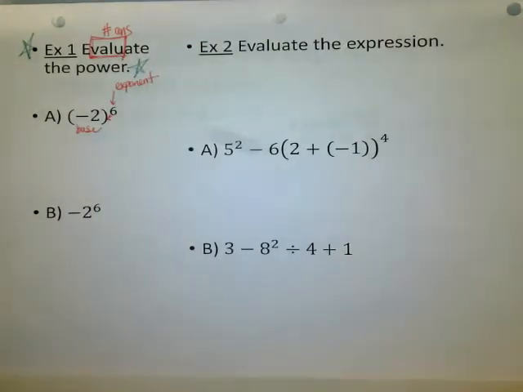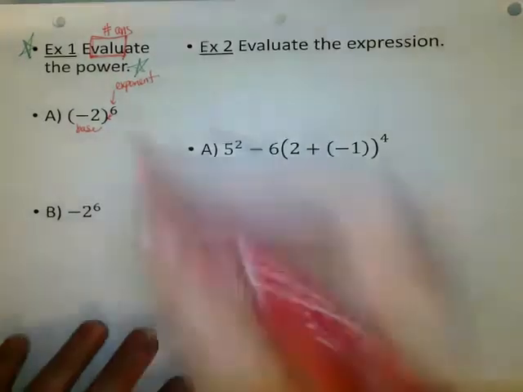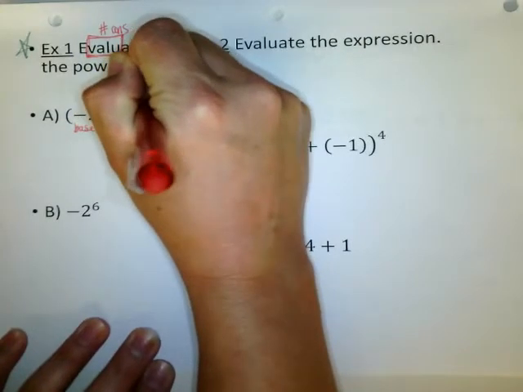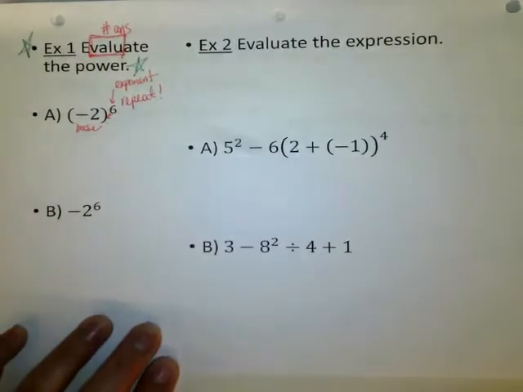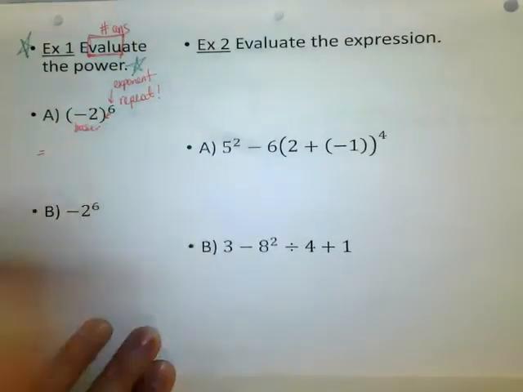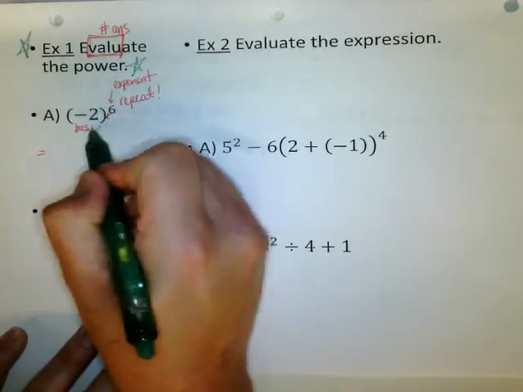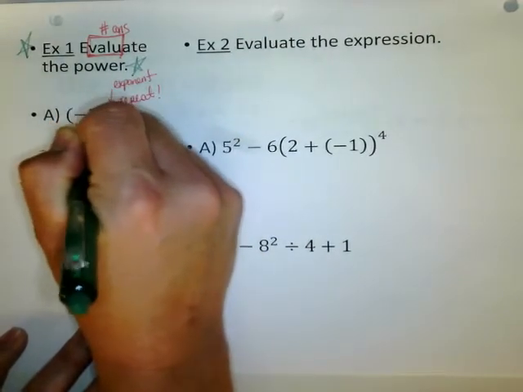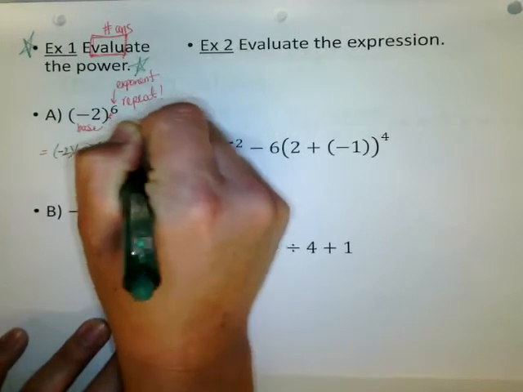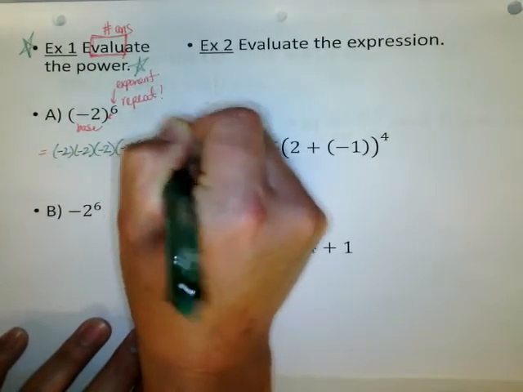So what does an exponent really mean? What is it telling you to do? Times it by itself that number of times. Yeah, it means repeat. Repeat the base 6 times. That's what it means. All right? So this is saying we're going to repeat the base 6 times. And in this case, you're going to repeat that -2 6 times. Everything in parentheses gets repeated 6 times.